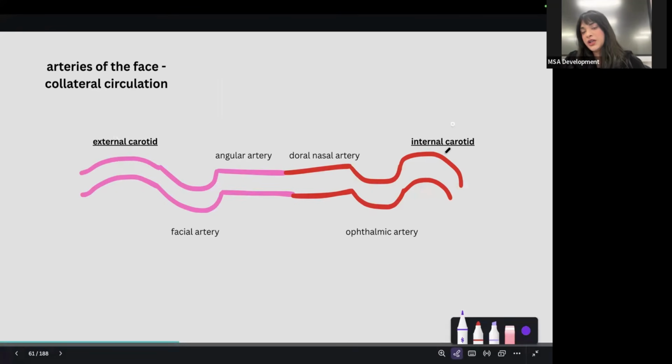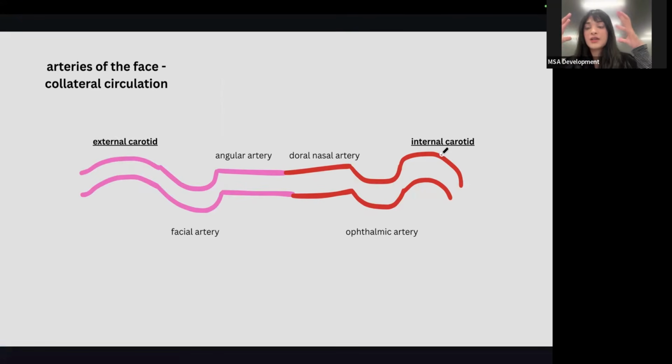External carotid and internal carotid and the face, they have collateral circulation. Okay, so the external carotid gives off the facial artery, right? And then that gives off the angular artery. We just talked about this. Internal carotid gives off the ophthalmic artery, and it also then gives off the dorsal nasal artery. Okay, so those 2 are where the collateral circulation happens. This is very important. You need to know this.